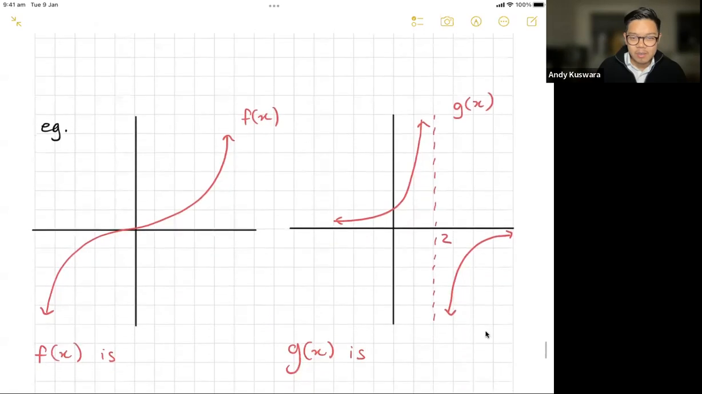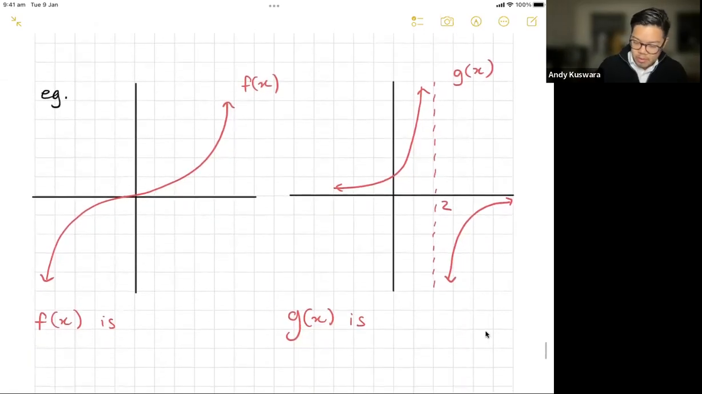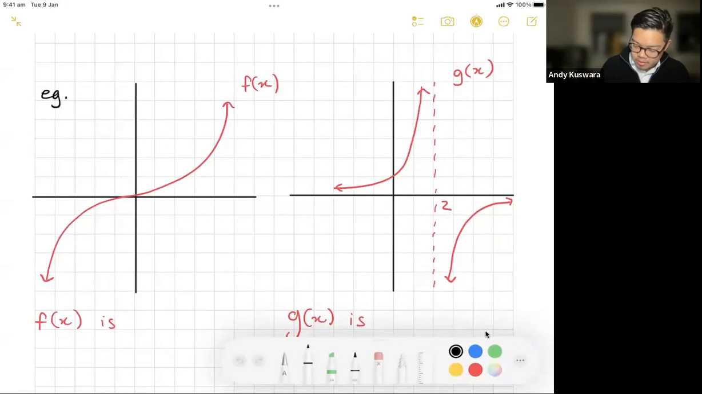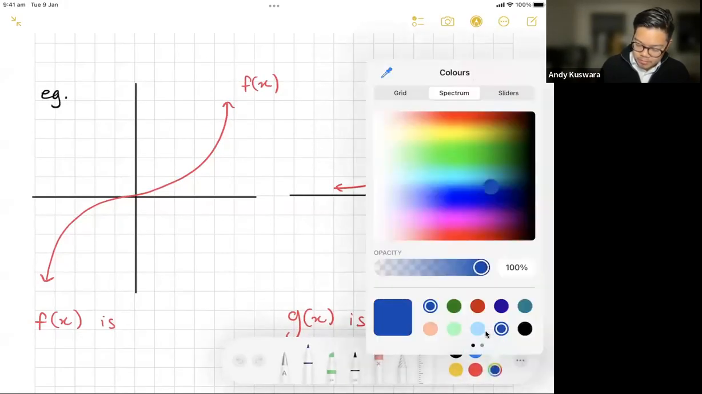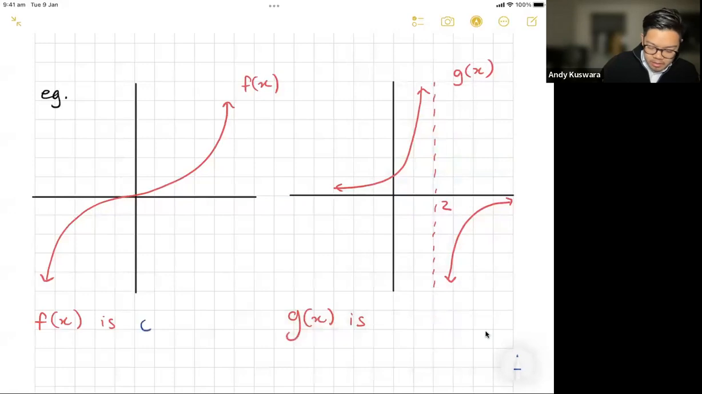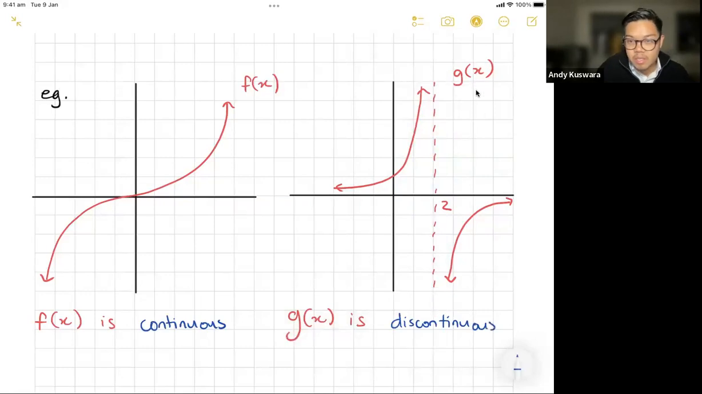Now, as a quick example, if we take a look at these two graphs, we can see the graph on the left has no breaks. If there's no breaks, we say it's continuous. Now if we take a look at this one, there's an actual break in this graph. So we're going to say it's discontinuous, but only at a certain point. It's discontinuous at the point where x equals 2.